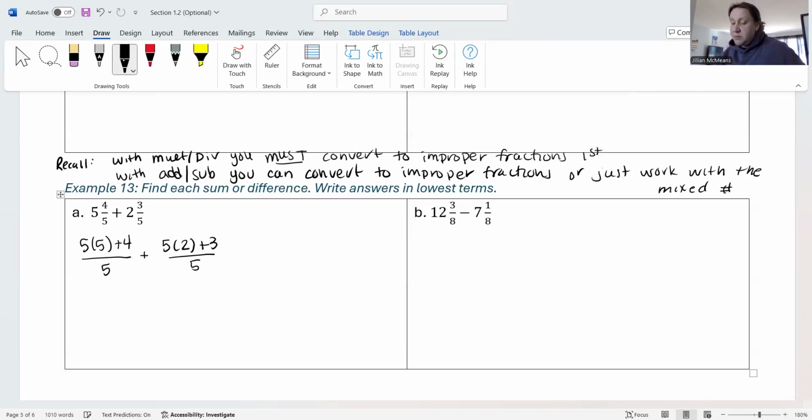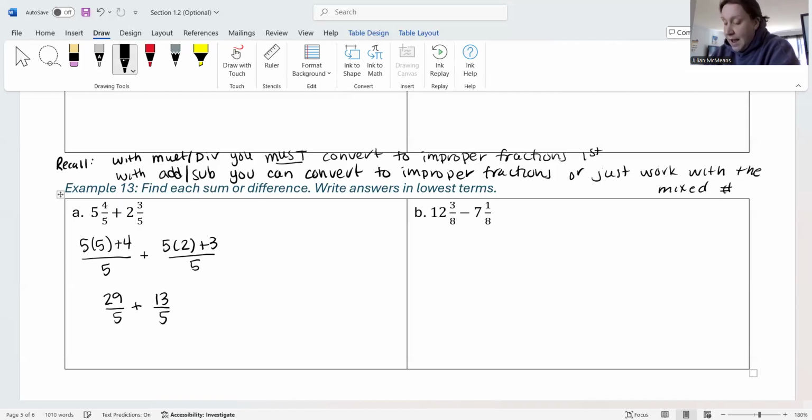So we need to simplify those. So let's see, 5 times 5 is 25. 25 plus 4 is 29. So the first fraction is 29/5. For the second number, 5 times 2 is 10. 10 plus 3 is 13. So we're going to get 13/5.